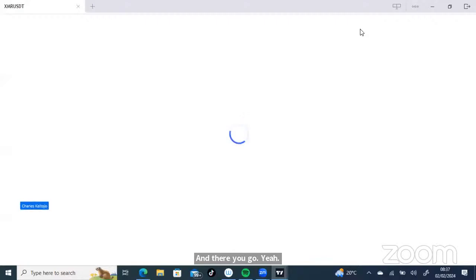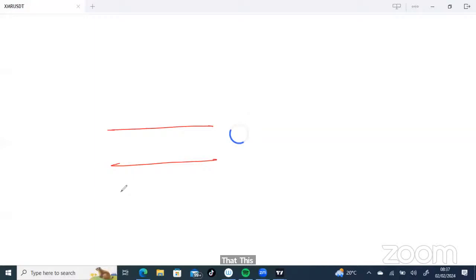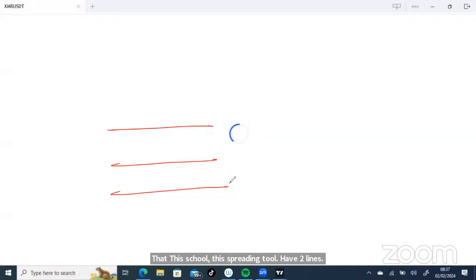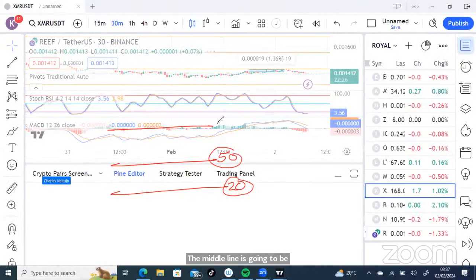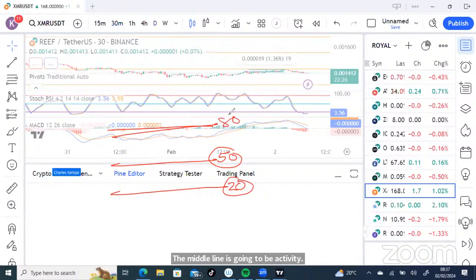All right. So we are going to discover as it is coming that this tool, this trading tool, has two lines. We are going to set it. The lower line is going to be at 20. The middle line is going to be at 50. And the upper line is going to be at 80.